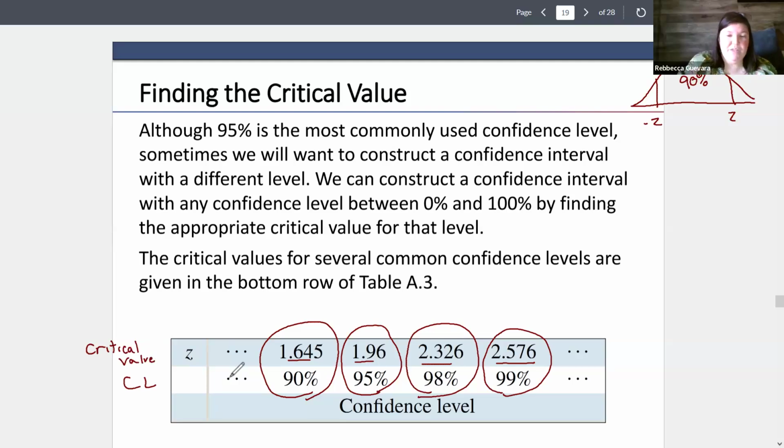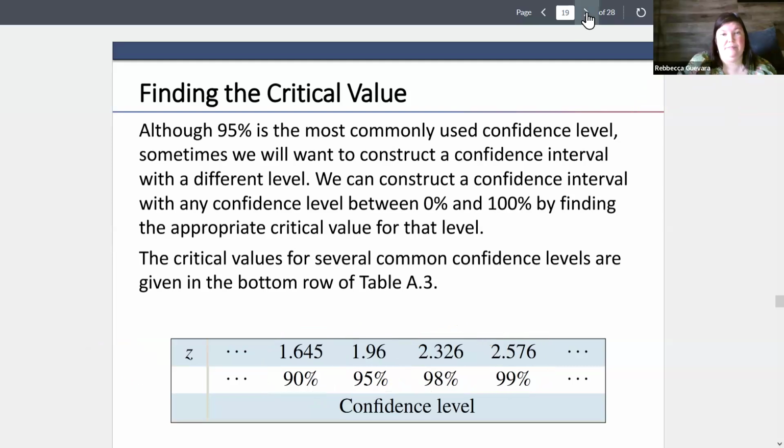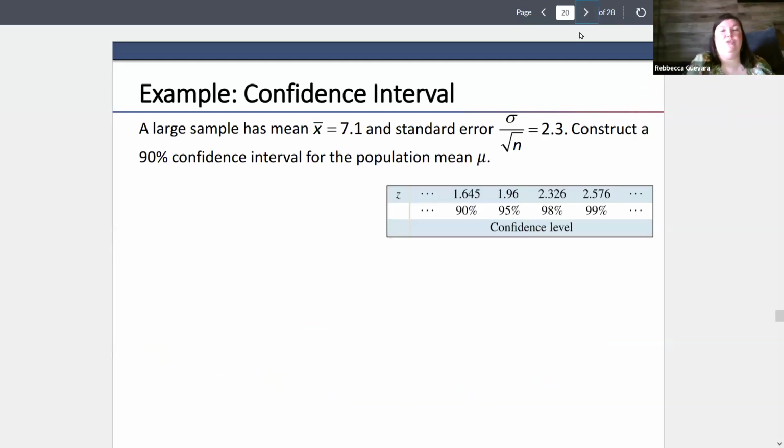All right. So we're going to do another problem. We're just going to change the level of confidence. So first, let's do this one. A sample has a mean. So we have a point estimate of 7.1 and a standard deviation of sigma divided by the square root of n. So that is my sigma sub x bar. My standard error is going to be 2.3. And we want to construct a 90% confidence level.